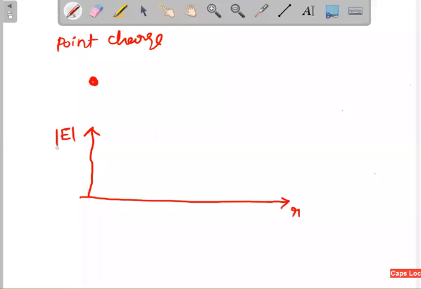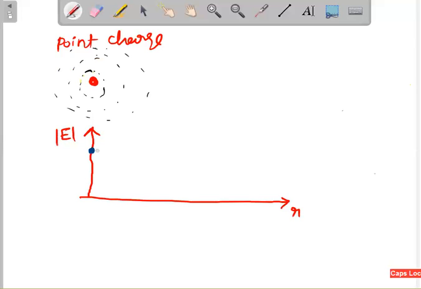Whenever you are very close to the charge, if you stand here, for this you can draw the imaginary sphere. If you are here, what is your electric field? You can calculate. Once you are very close to the charge, your electric field will be very, very high.